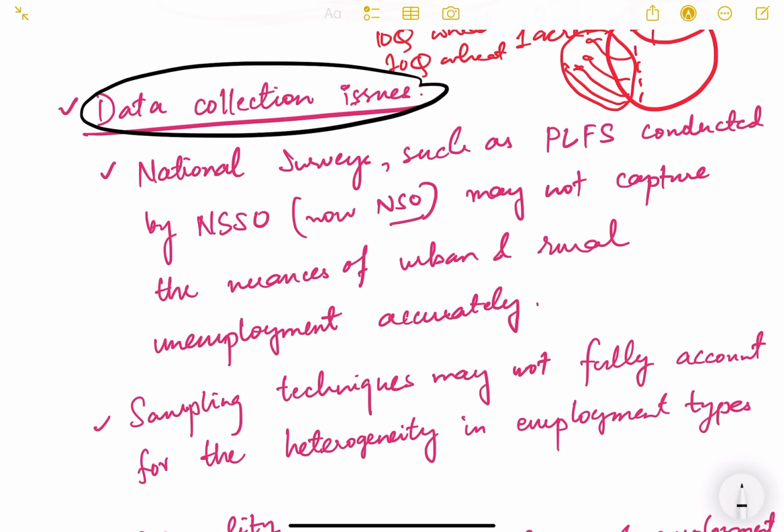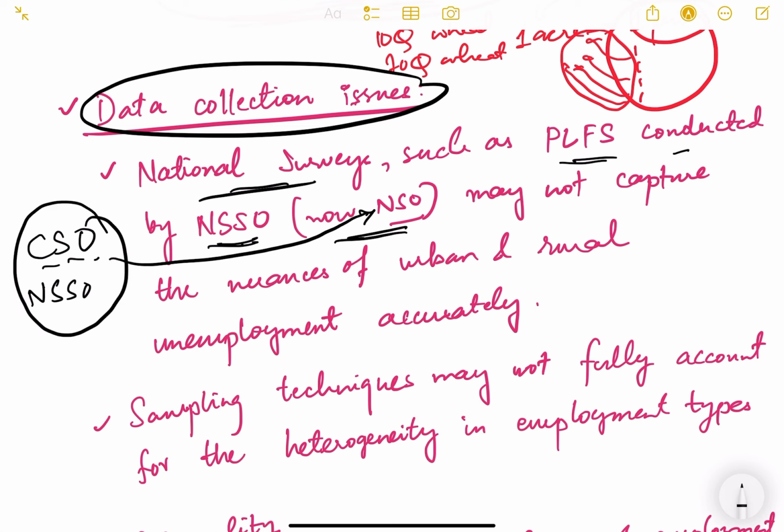Now there are data collection issues also. National surveys, as we have seen, such as PLFS, are conducted by NSO. Previously NSO was called NSSO, the National Sample Survey Organization. Long back, the Government of India combined two organizations, the CSO, which is the Central Statistics Office, and NSSO into one office, which is now the NSO, the National Statistical Office.